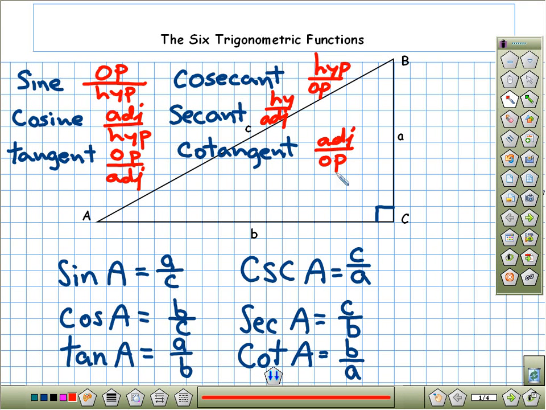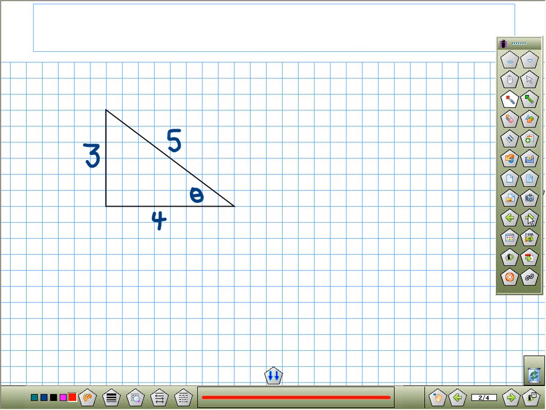No questions? Okay. Now, let's look at a particular example of a triangle where we've got a 3, 4, 5 right triangle. We've got the angle theta. And what I want to do is go ahead and write the 6 trig functions for theta. So here I go. I'm going to start off with sine theta. What is sine theta? It's going to be 3 over 5, right?